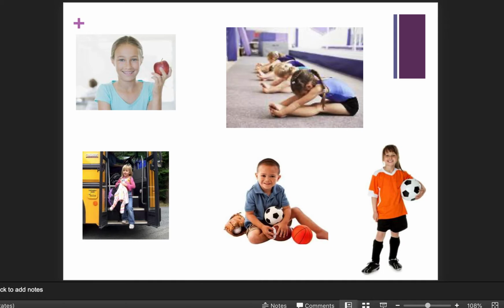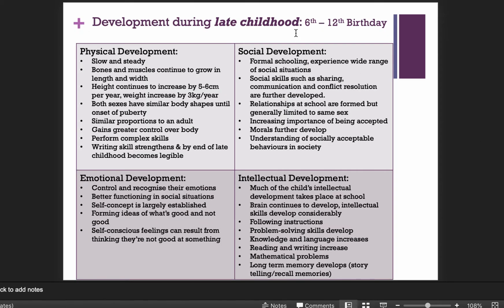Moving on through that next category now, you can see between the 6th and the 12th birthday, and this is the last one that I'll look at for today. It's a bit slow and steady with the development, so you won't see big spurts of growth in terms of height, etc., but it will continue to increase at a steady rate, as will body weight. And both sexes, male and female, will have similar body shapes until puberty hits, which is around that 12, 13, 14 years mark. So similar proportions to an adult in terms of their body from top to bottom.